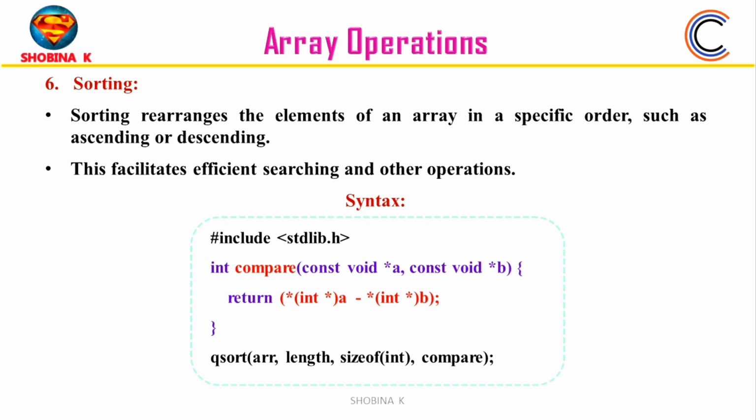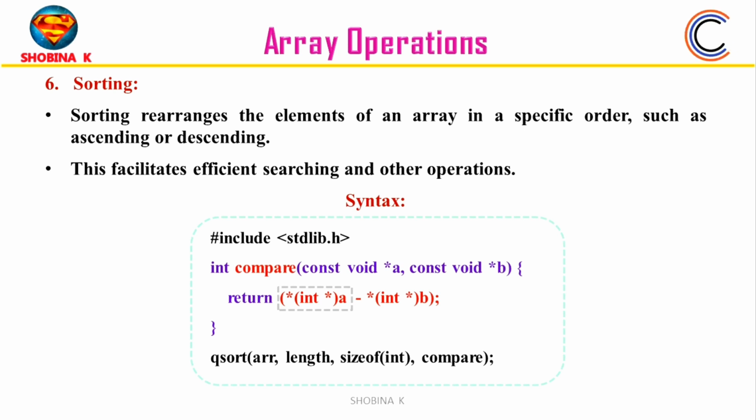In the compare function, the typecast to int pointer is used to convert the pointers from constant void pointers to integers. So the typecast int asterisk is converting pointers from pointers to data of unknown type to pointers to integers. What is typecast? Typecasting is also known as type conversion, which is a process of converting a variable from one data type to another. Inside the function, *(int*)a minus *(int*)b subtracts the values that a and b point to.